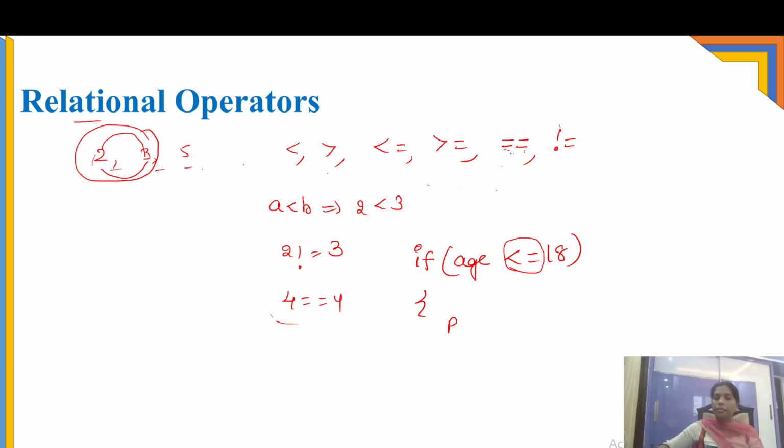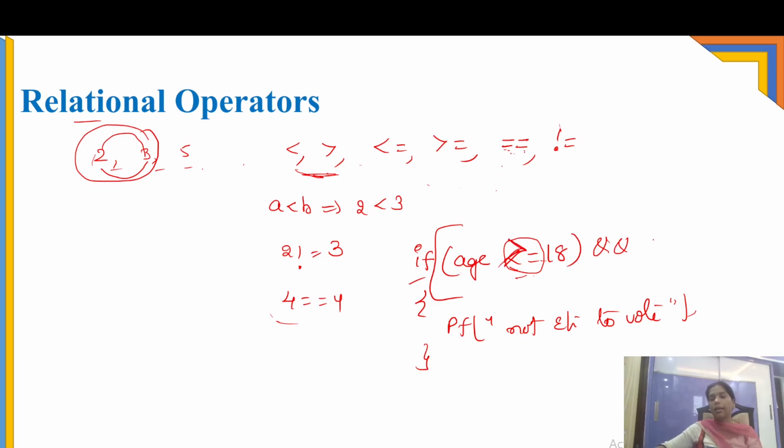Then printf "not eligible to vote". You can write like this now. The relational operators will be used mostly in conditions. To check a condition, we will use these relational operators. For example, if age is less than 18, or say greater than 18, and location equals 'Hyderabad'. Characters are enclosed in single quotes, and strings are enclosed in double quotes.